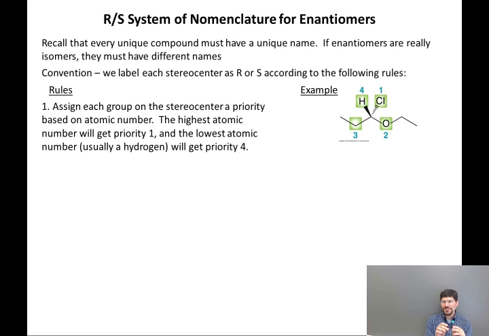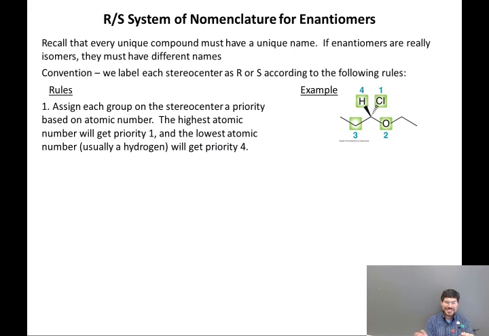We have a stereocenter at the center of this molecule, and the stereocenter, this carbon, contains an ethoxy group, which I'm just representing with a red ball in my model. It has a chlorine, which is the green ball, and it has a hydrogen, which is the white ball. We assign priorities to each of these.